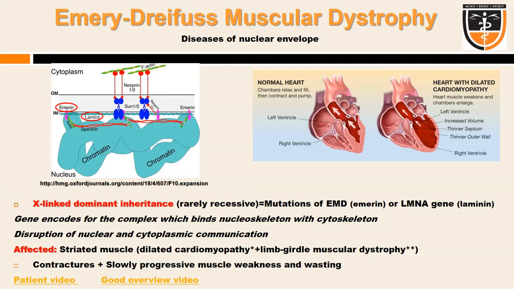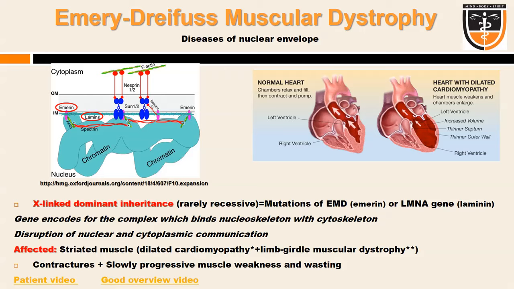It's characterized by a mutation of the EMD and LMNA genes, which produce proteins known as emerin and laminin. Look where they are. This is the membrane of the nucleus, and you see here emerin and laminins. And they're very important. Why? Because they provide connection between the skeleton inside the nucleus and the skeleton outside the nucleus. So they almost anchor the skeleton inside the cell, inside the cytoplasm.